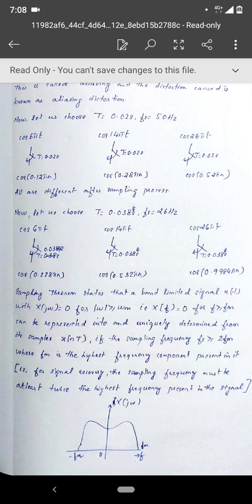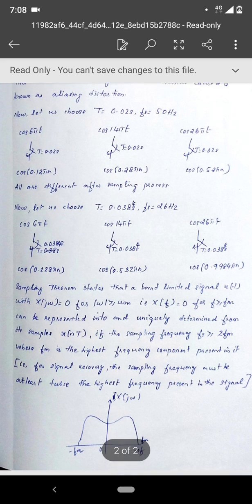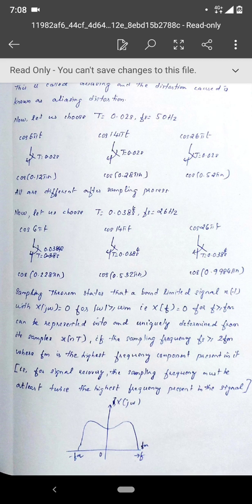You should not take fs equal to 2 fm, just like in the previous example, fs equal to 2 times 13. If that is done, the highest frequency component after the sampling process just becomes, the argument just becomes pi n. That is a marginal value, a boundary condition. You should never do that, but at least it should be greater than or equal to 2 fm, and always for satisfactory operation fs should be greater than or equal to 2 times fm, where fm is the highest frequency component present in it. So it can be represented and uniquely determined from its samples x of nT.